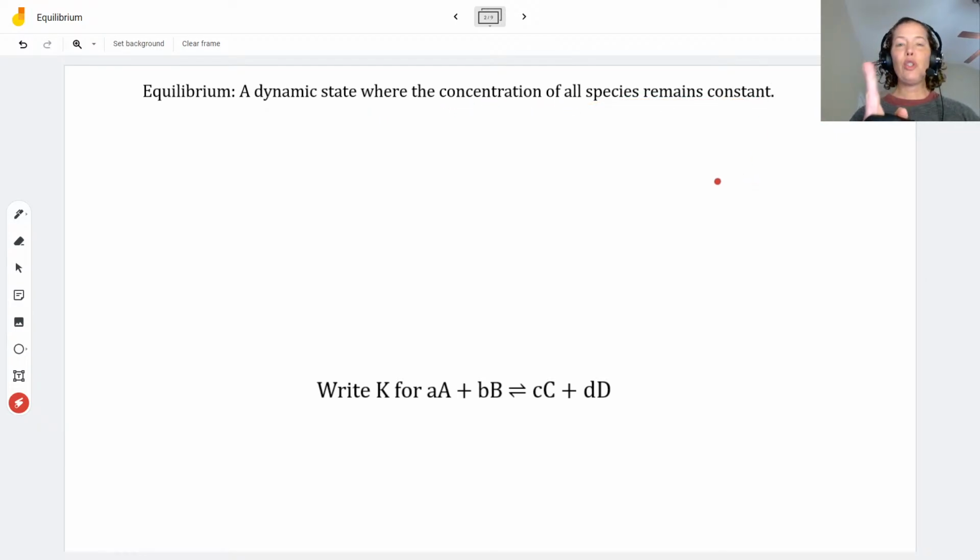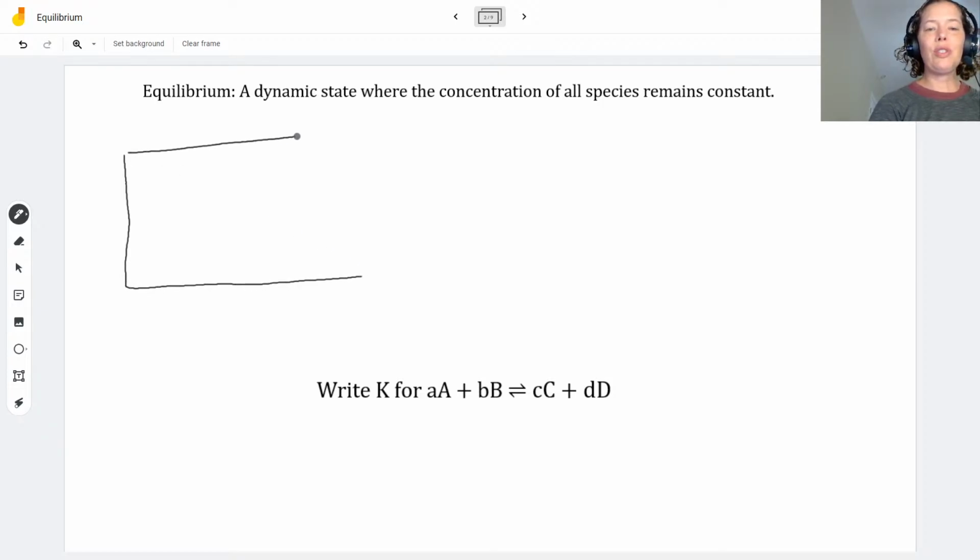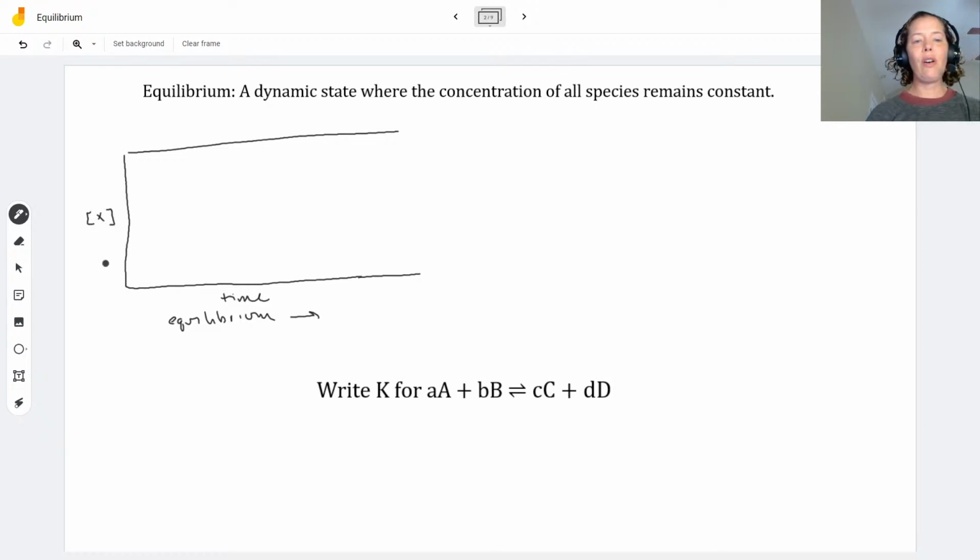There are two plots that I want to draw for you. Bear with me, because drawing plots is not necessarily my strong suit, but I'm going to do my best. We'll start with plot A here. We've got time on the x-axis, and equilibrium is kind of moving forward here. We have concentration of species on the y-axis.